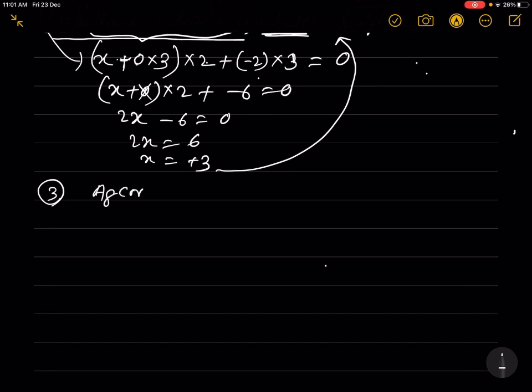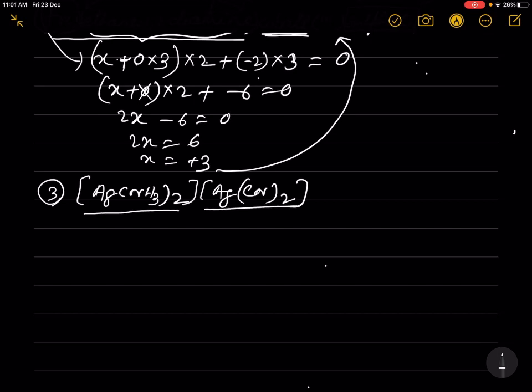[Ag(NH3)2][Ag(CN)2]. You see here the cation is complex, the anion is complex. Here both cation and anion are complex, and we have to find the oxidation number of this central metal atom first. X, for ammonia it is 0 into 2. For this Ag, x, for cyanide it is -1 into 2.